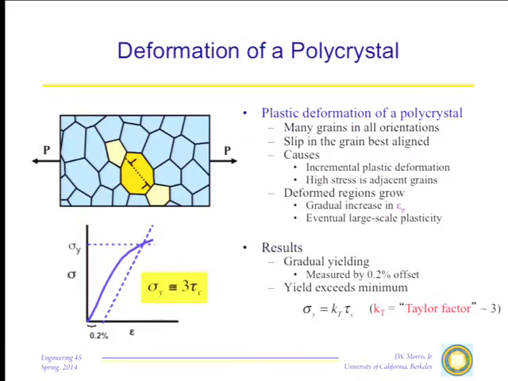Deformation of a polycrystal. Most of the materials we care about are polycrystals, and their deformation gets a little bit more complicated because, of course, even if every grain in the material is the same, so the critical resolved shear stress is the same for every grain, their orientations are different. They will be randomly oriented in a random polycrystal. So suppose we load up the material.